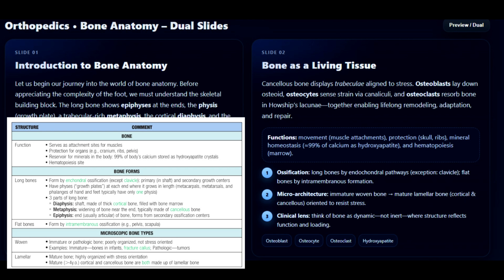So, as you reflect on this page, think of bone not as a dead scaffold, but as a living, dynamic organ, strong yet adaptable, protective yet interactive, and essential for movement, mineral balance, and blood formation. This foundation will guide us as we move deeper into the study of the foot, where these principles are beautifully expressed in the architecture of its many bones.